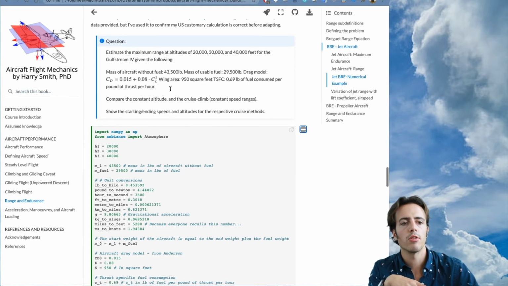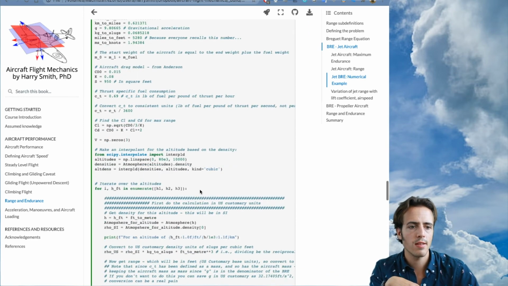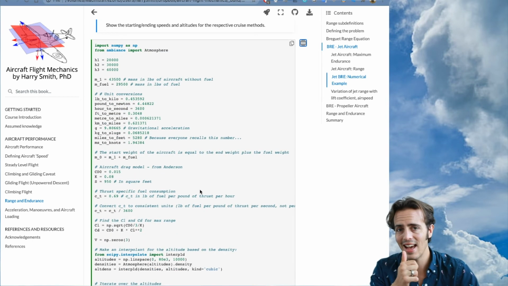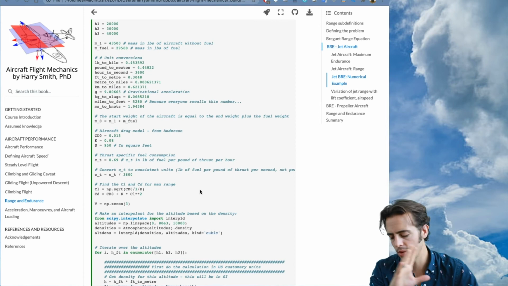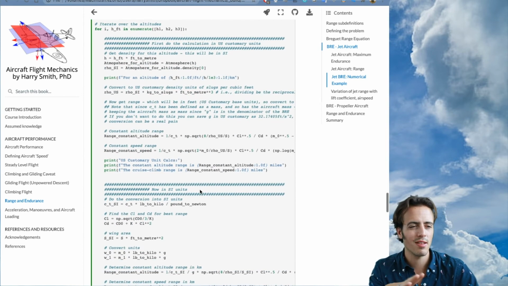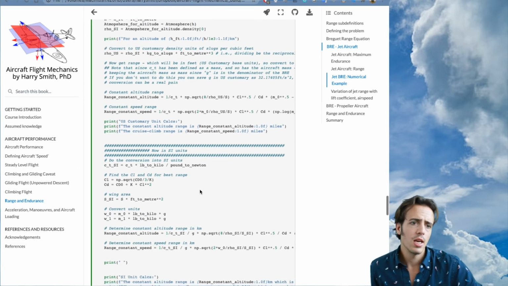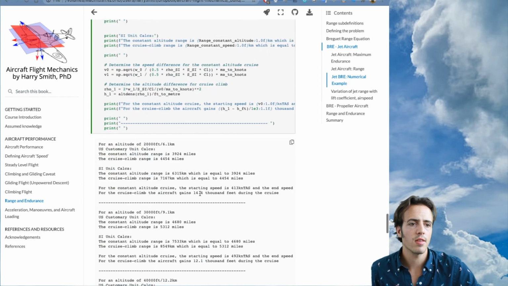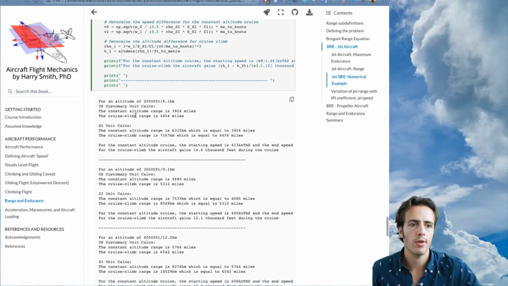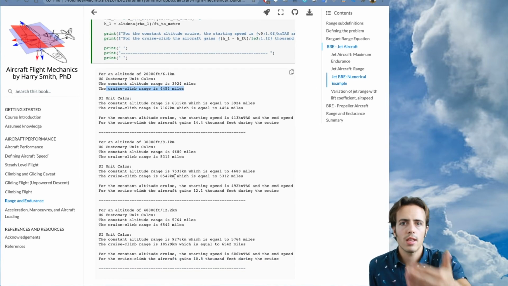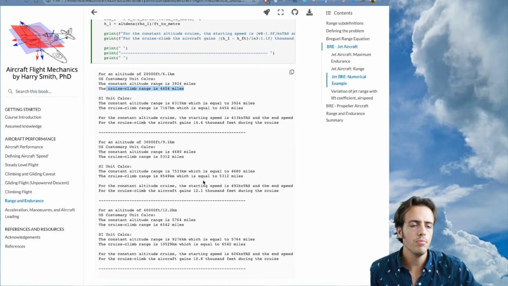But I've then gone through a full example of how it's calculated, and importantly, I've done it in both US customary and SI units. Now, my class knows my ill will towards US customary units, and I think it's probably shared by most of the class because you're all under 60. But I've gone through, and for those different altitudes, this calculates the constant altitude range and the cruise climb range. And in all cases, we'll see the cruise climb gives us a better range, okay?